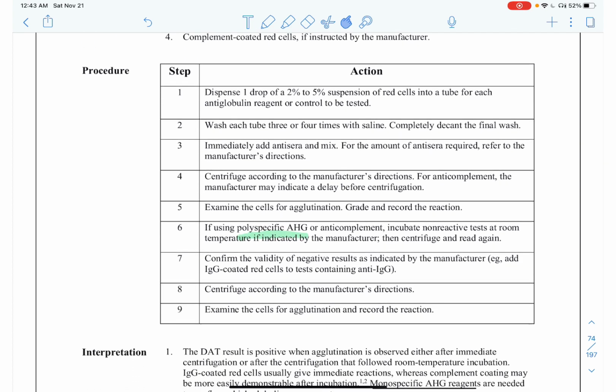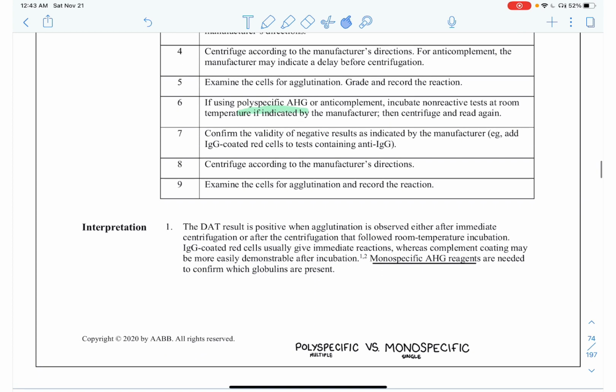The procedure is quite simple. You've all probably performed one, but I'll just go into how to do it. You add 1 drop of your 3% solution. You wash 3 to 4 times. You'll immediately add your antisera and centrifuge and grade your reactions. And just like I noted above, you're going to confirm the validity of your negative results as indicated by the manufacturer.